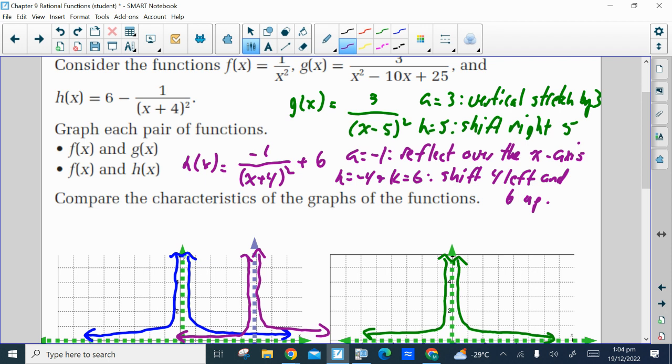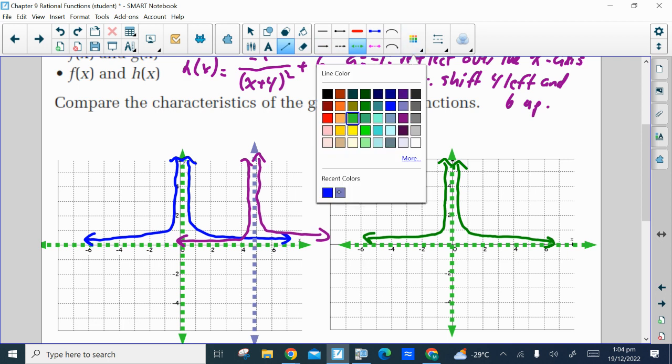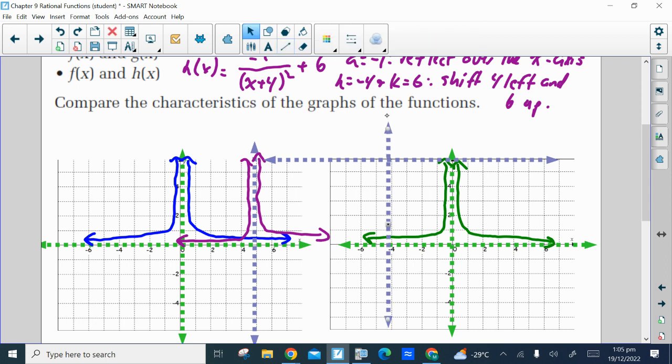Which means our asymptotes are going to change. The graph is going to shift compared to 1 over x squared. It's going to shift 4 left and up 6. So our asymptotes are going to change. They're going to go 4 left and up 6. And also, because the graph was reflected over the x-axis, this one's going to go downwards instead of upwards.